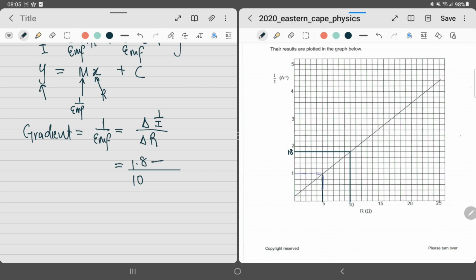Then I'm going to pick another point. I'm going to pick 5, and that point right there, so it's 1.0 minus a 5. So I'm getting 0.16. But don't forget that this is the inverse of the EMF. So in order to get the EMF, I need to find the inverse of that. So I'm getting 6.25 volts.